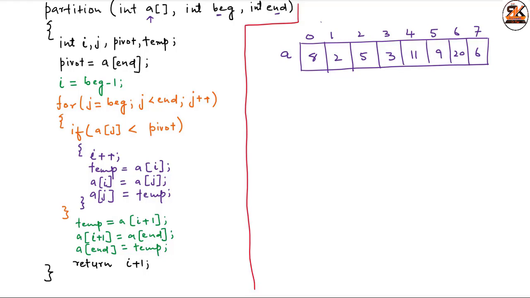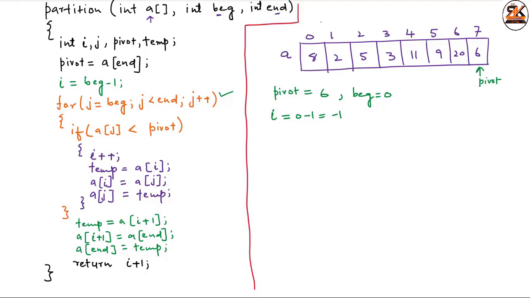These are all variables of type integer, and we assign the value pointed to by a of end to this pivot variable. Okay, pivot is equal to 6. Fine. So pivot is here. And i is equal to beg minus 1. Beg is 0, so i will be 0 minus 1, which means i is equal to minus 1.